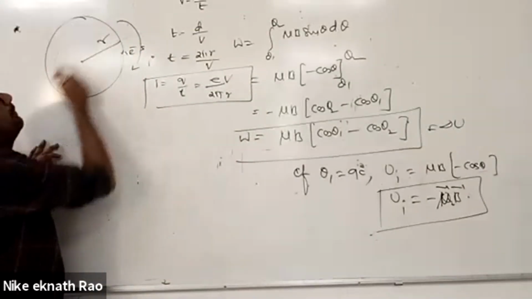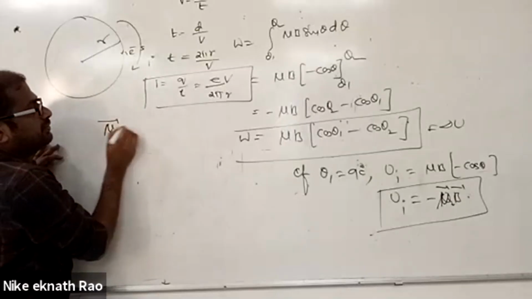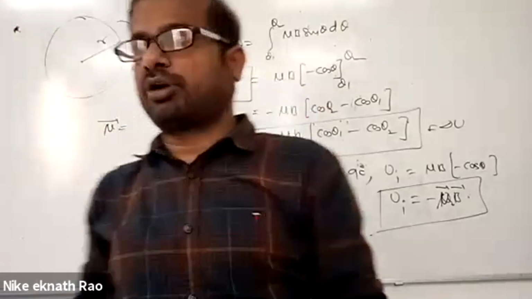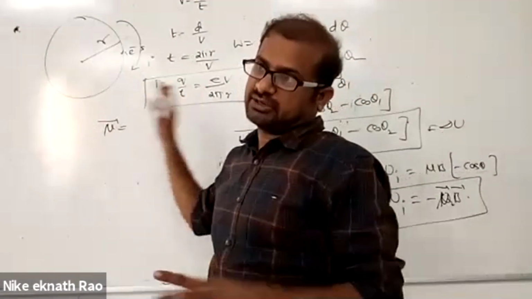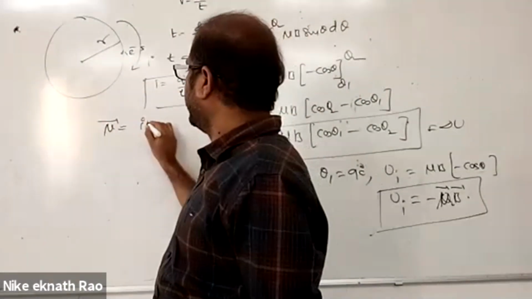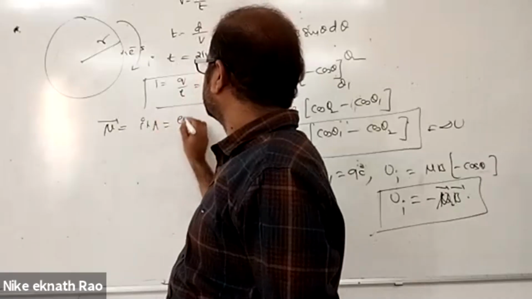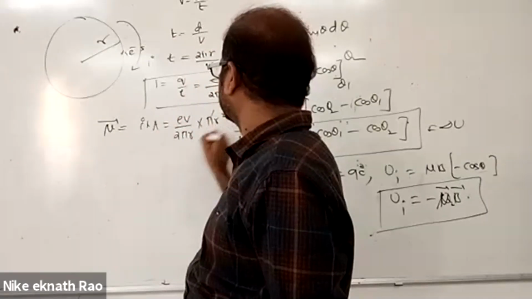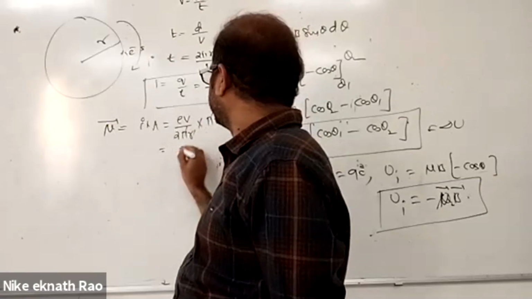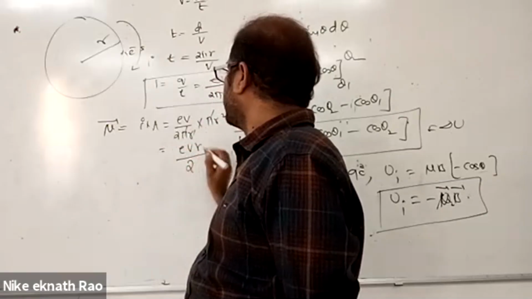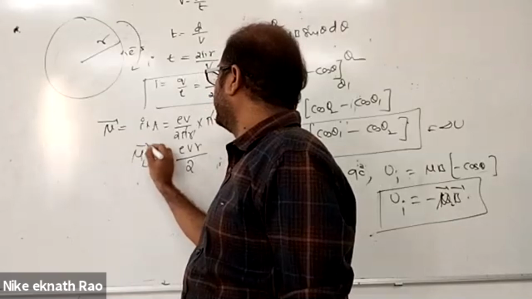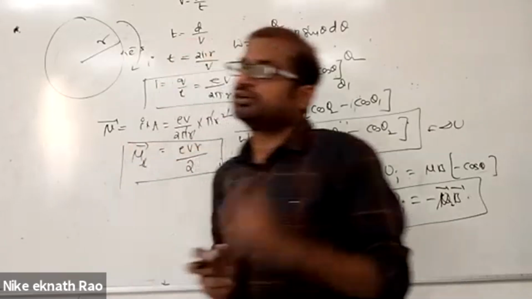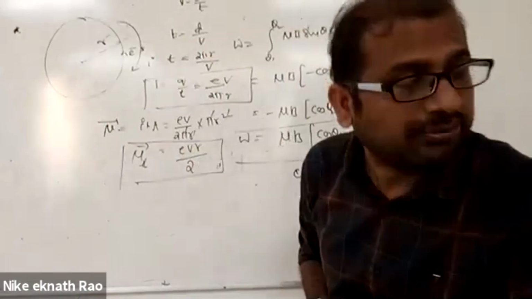How much is the magnetic dipole moment of this loop? Say I am talking about the Bohr atomic model, the first orbit of the Bohr atom. What is the value of I times A? I is ev by 2πr, times A, which is πr². So how much do we have? evr by 2. This is what? The magnetic dipole moment vector of the electron revolving in the orbit.